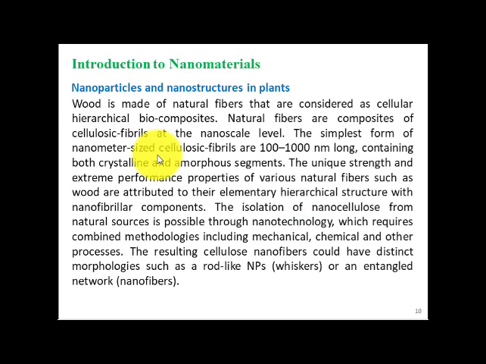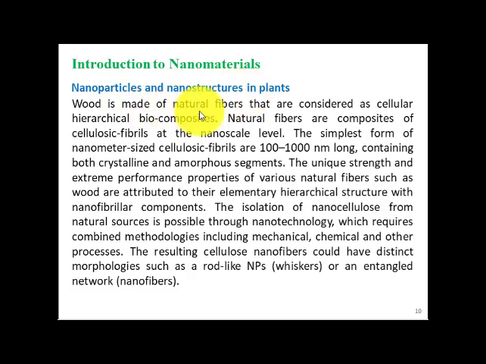Nanoparticles and nanostructures are also present in plants. Plants are also living organisms, and we are talking about biomaterials. So as an introduction about nanoparticles, we can discuss some nanoparticles and nanostructures in plants.